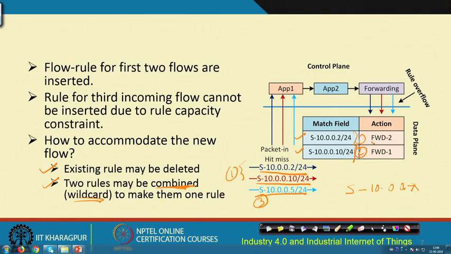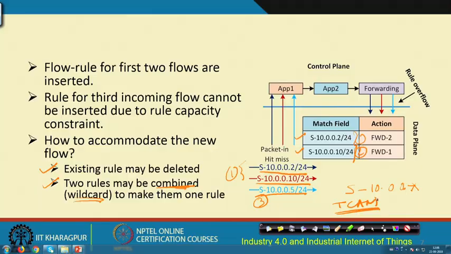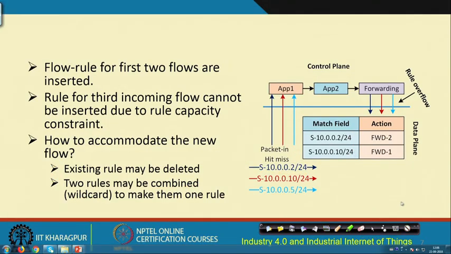So, what we have seen is that a TCAM memory has its own different constraints. We could only store a few rules in it, and if you have an additional rule coming in which cannot be stored, then it has to be handled in a certain way. The wildcard mechanism is one, but then it has its own disadvantages. So, let us look further.